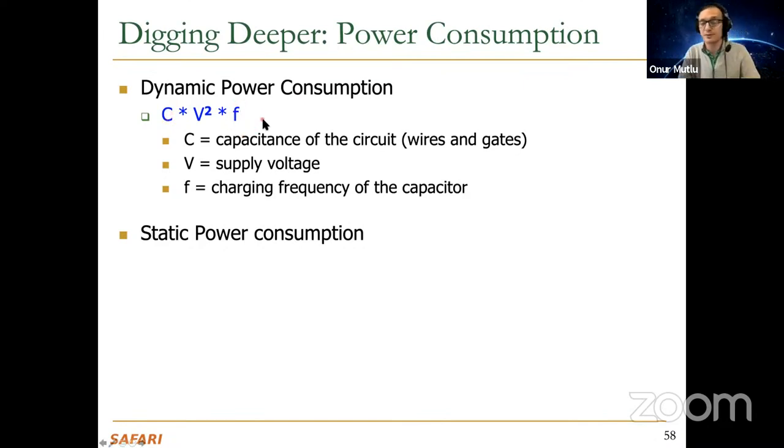Frequency, how do you reduce the frequency? You don't switch as much. Basically, you reduce the clock frequency. You will see the clock later on. That's one way of reducing it. And also, you may reduce the activity. You may not change the inputs, right? If you're not changing the input from 0 to 1, 1 to 0, then you're not changing the switching. You're not changing the charging or discharging of the capacitor, basically.